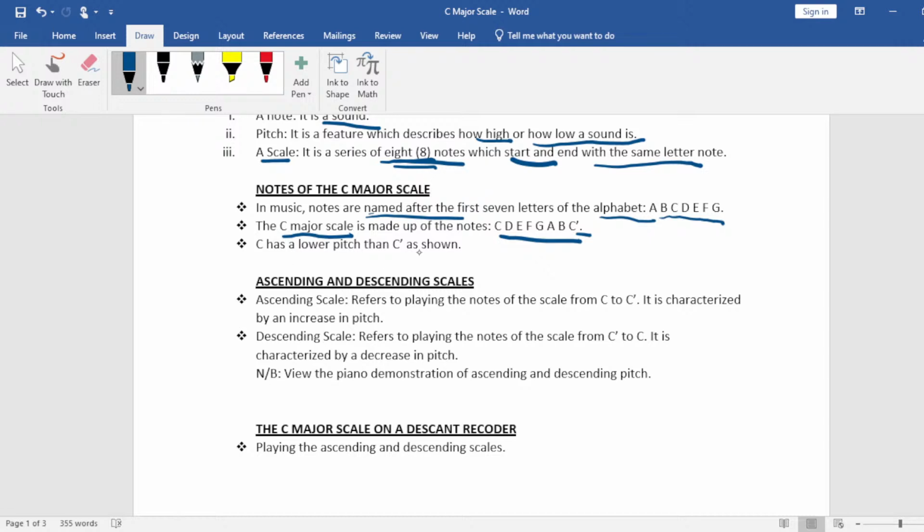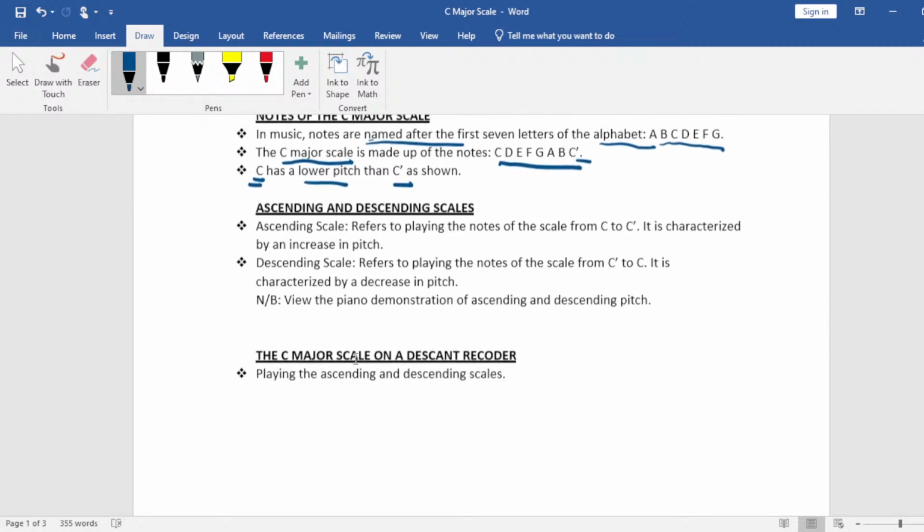What do we mean by high C? That the C without an apostrophe will have a lower pitch than the C with an apostrophe, which means you are increasing in pitch as you move from the first C to D to E up to C with a prime, which we call high C.